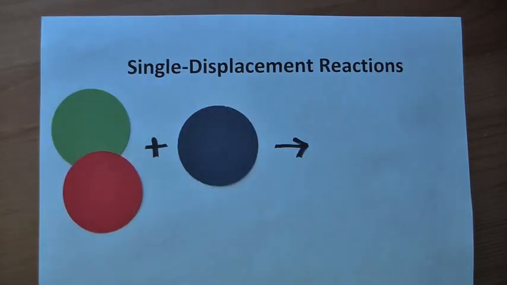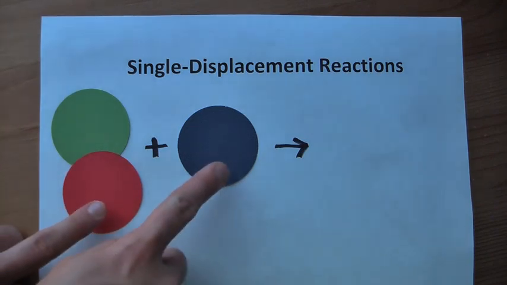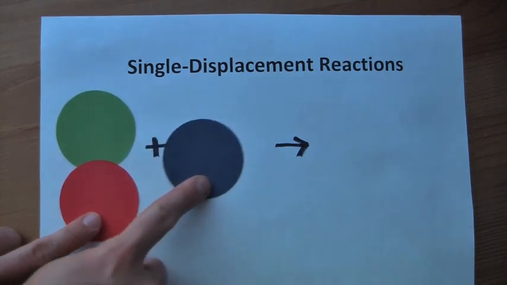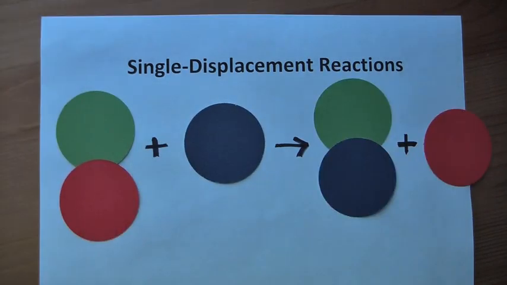Here's a representation of a single displacement reaction. An element replaces another element from its compound. For example, the blue will come in and replace the red. You can consult the activity series chart to know whether this will happen.